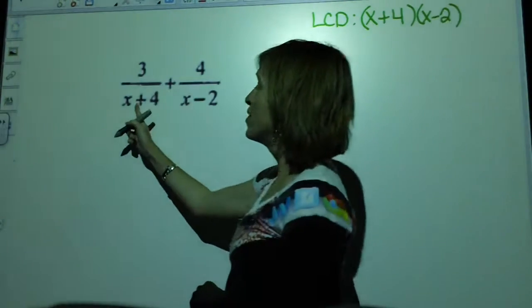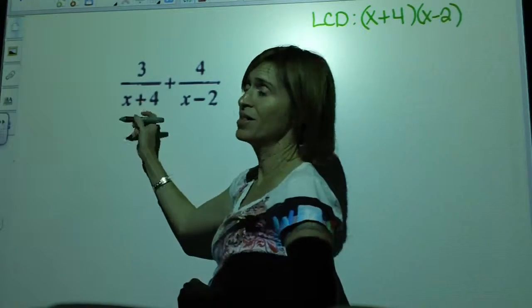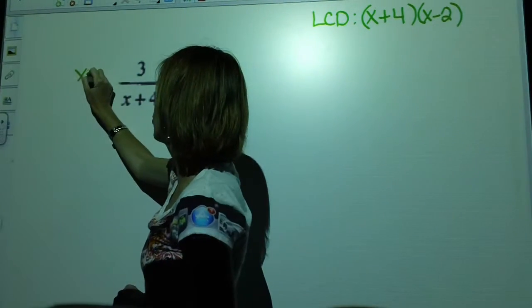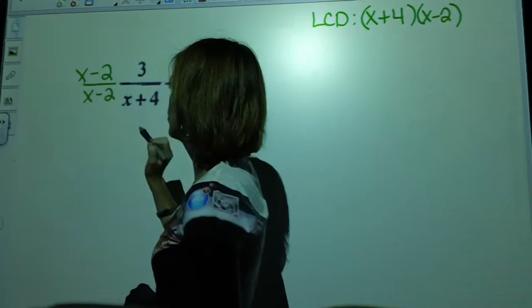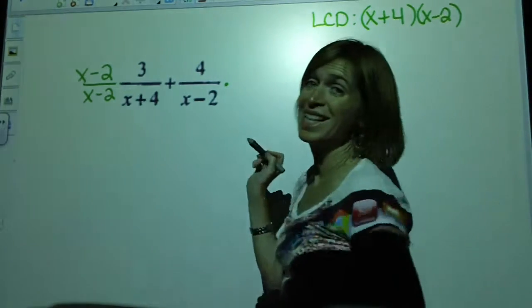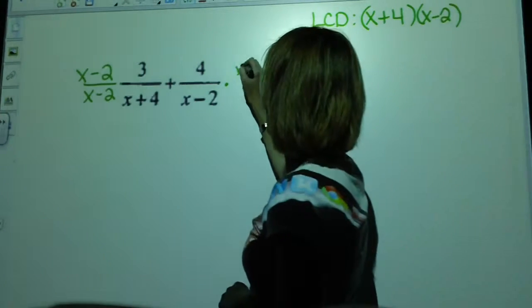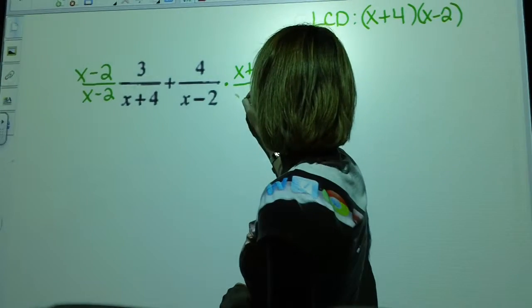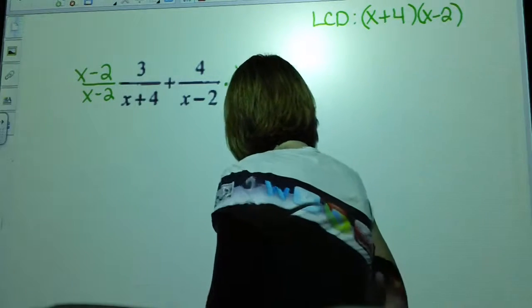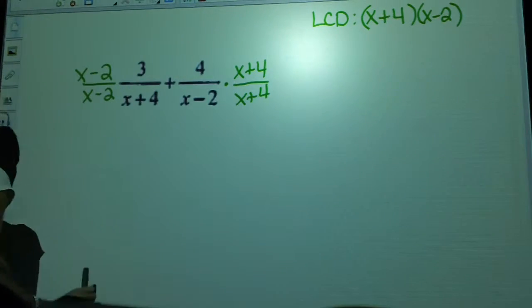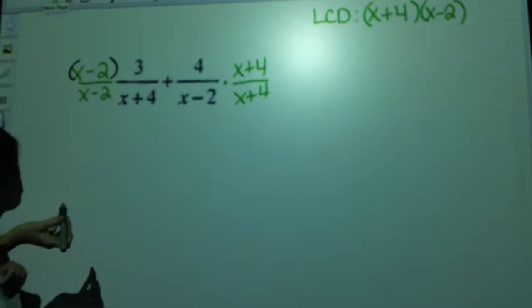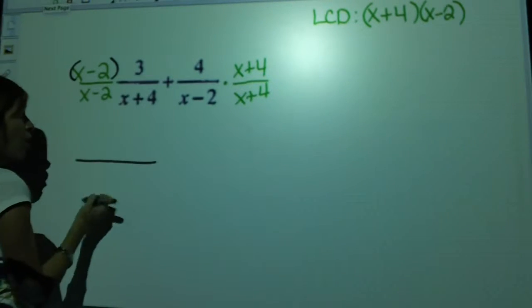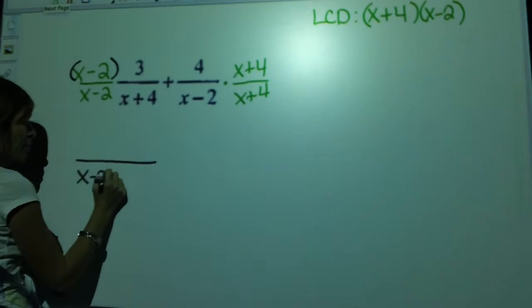All right, so on this fraction, the left side, I'm missing an x minus 2. So I have to multiply it by x minus 2 over x minus 2. Whereas on this side, I'm missing the x plus 4. So x plus 4 over x plus 4. Now we really want to be careful here, guys, because we now have 3 being multiplied to an expression with addition and subtraction. So now, our LCD becomes our denominator.